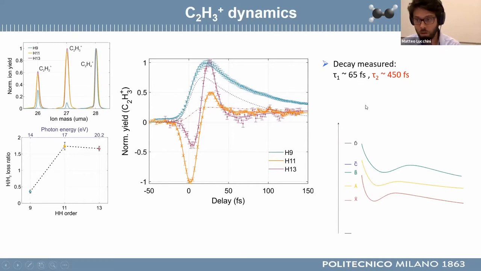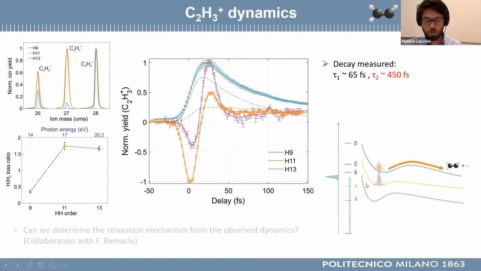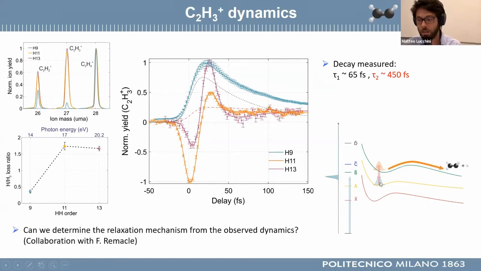The idea here is probably that between these two there is somewhere a barrier. With harmonic 11, you can directly go over it and create C2H3 plus. And with harmonic 9, you are below it. Then if you take two other IR photons, which is possible with our intensities, the total effective energy is the same as one harmonic 11 photon. And then you can go over the barrier and create the C2H3 plus fragment.